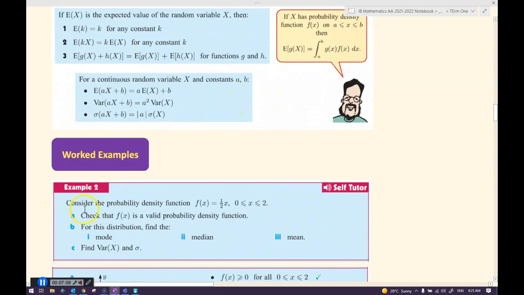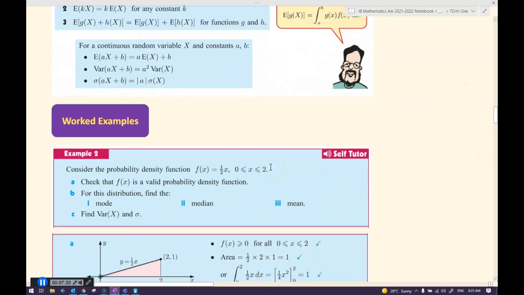Alright, let's look at an example here. Consider the probability density function f of x equals 1/2 x between 0 and 2. Check that it is a valid probability density function. I could go ahead and do my integration of 1/2 x between 0 and 2, or I could just picture it. Half x is just a triangle. When x equals 2, it's going to have a height of 1, it's got a base of 2, half base times height is going to equal 1. Up to you how you do it.